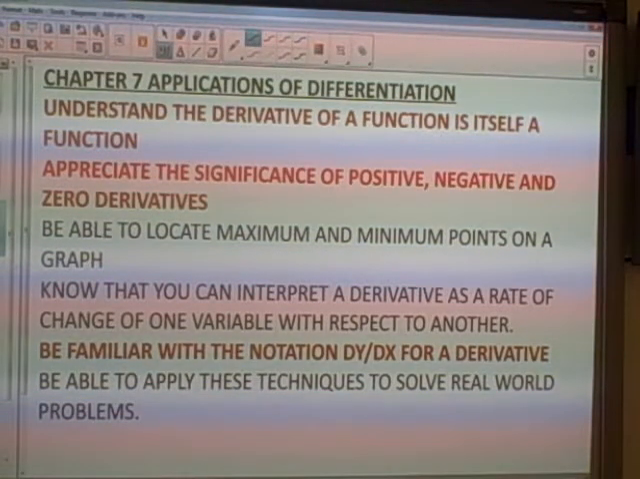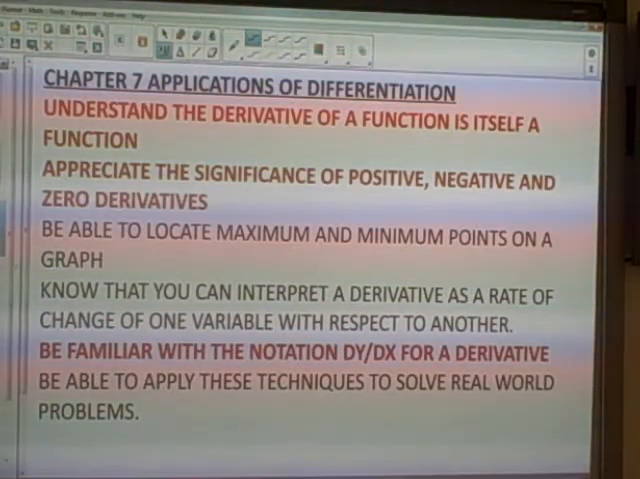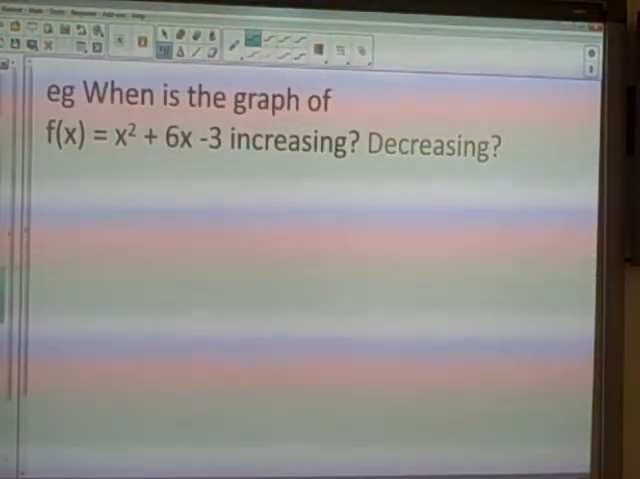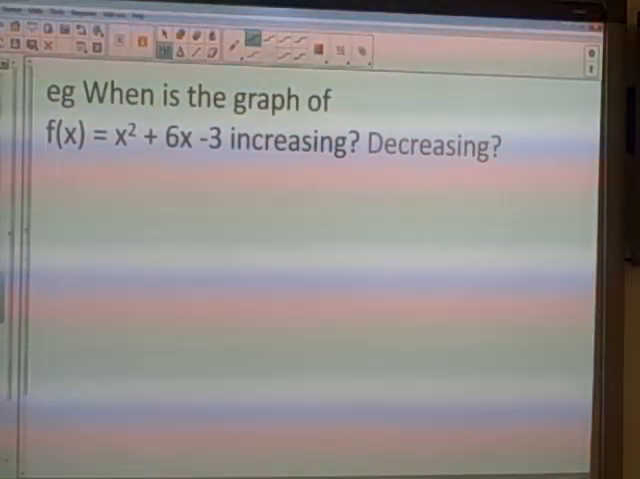So this is the 7th chapter from the AICE1 book about applications of differentiation, and these are the objectives that we're going to cover within the whole chapter. Now the first question actually goes back to the type of thing you would have done in Algebra 2.